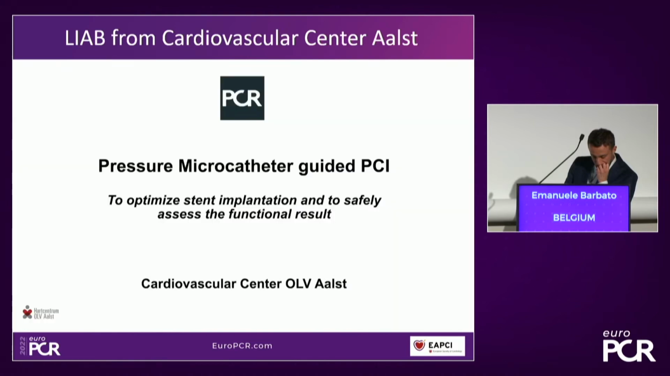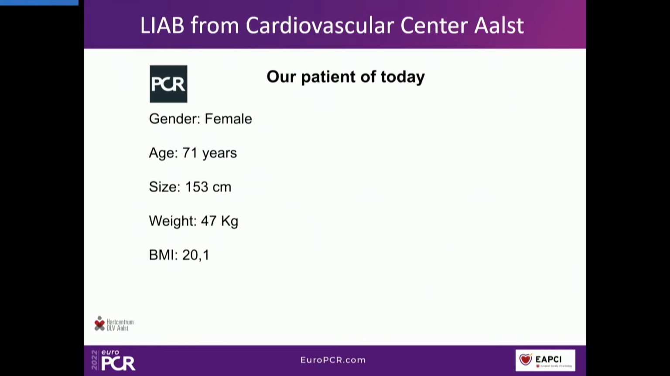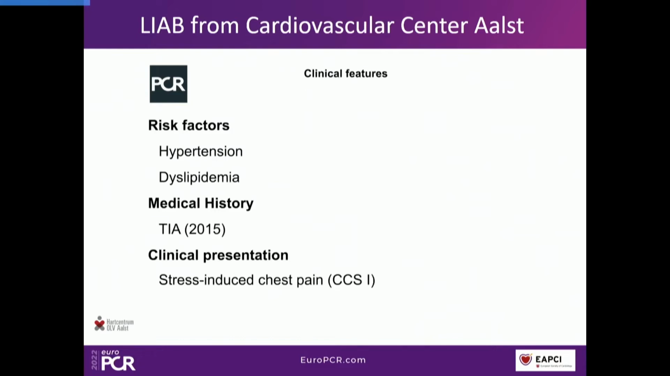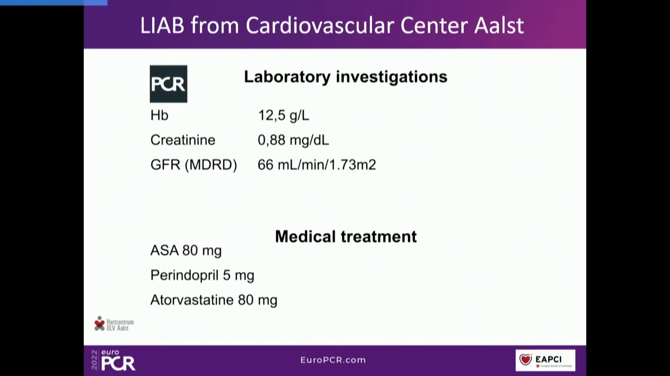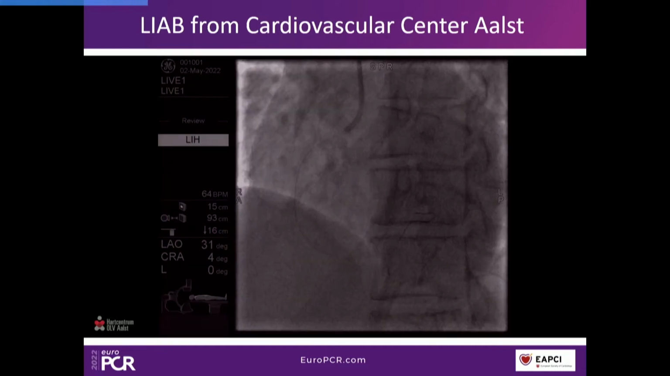Thank you, Emanuele. So the patient of today is a 71-year-old lady with common cardiovascular risk factors, with a history of a previous TIA in 2015. The clinical presentation is actually stress-induced chest pain. The laboratory investigations are unremarkable. This is the ongoing medical treatment. The baseline ECG and the resting echocardiography are normal, but the exercise test was maximal, positive for symptoms, but negative for signs of ischemia. Thank you very much, Emanuele.